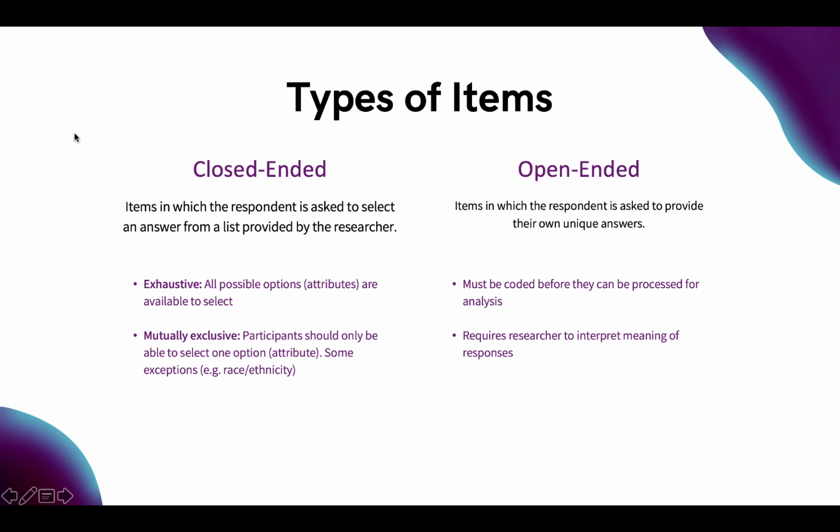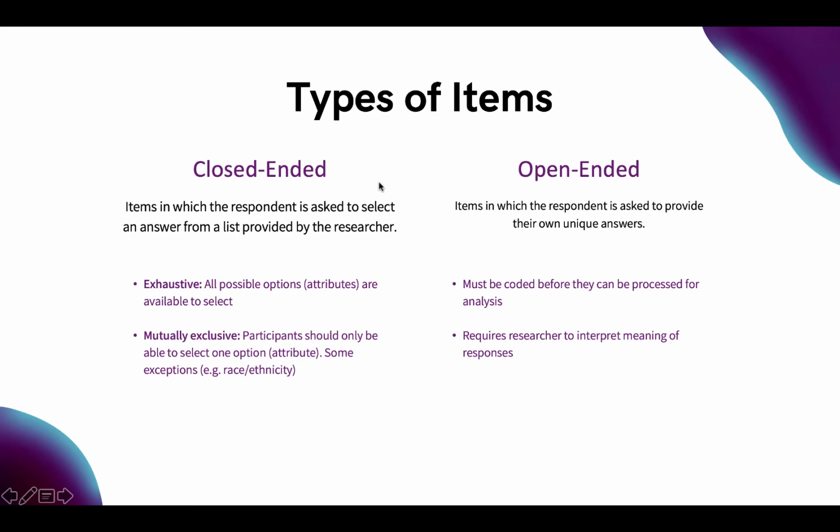And then the second criterion that it needs to fulfill is being mutually exclusive. And this means that participants should only be able to select one of the possible answers. For example, if you have the question of age, they can't select that they are both 18 and 19. They are either 18 or they are 19. With a question like race, it's very difficult to be mutually exclusive because many people have multiple racial and ethnic backgrounds. So that is an exception.